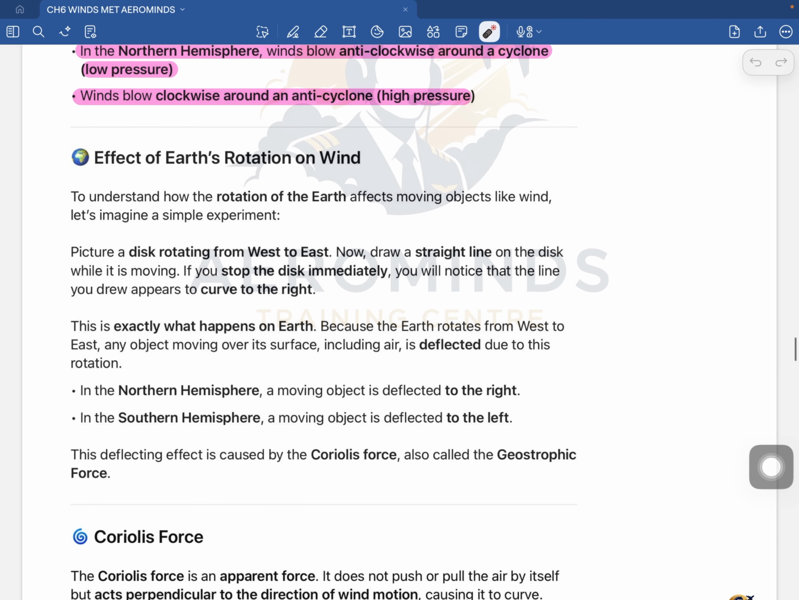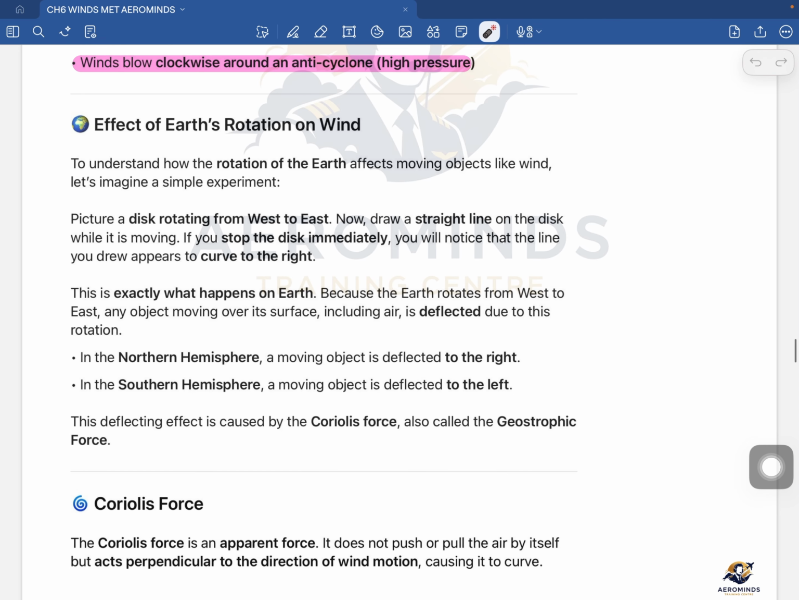Okay, so now we'll start with the effect of Earth's rotation on wind. So I want to tell you that this topic is very important for your exam, but more than that, it is very important for you to understand the logic, because once you understand the logic, you'll never forget it. So first, we'll understand one very basic fact, which is that the Earth is not standing still. Okay, it's continuously rotating, and it rotates from west to east. Okay, remember that it is rotating from west to east.